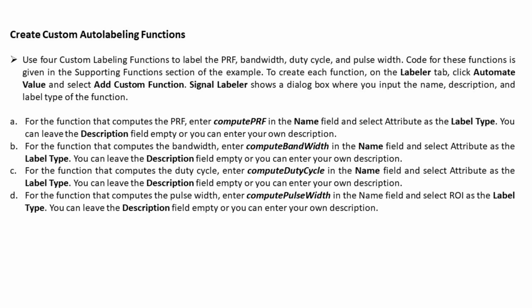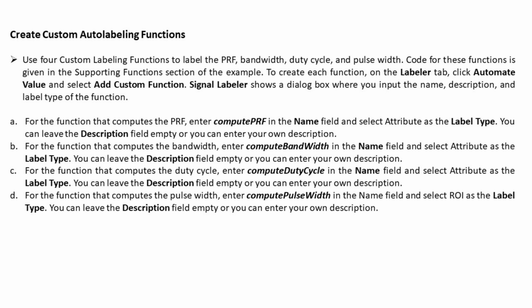For the function that computes the PRF, enter Compute PRF in the name field and select Attribute as the label type. You can leave the description field empty or you can enter your own description. For the function that computes the bandwidth, enter Compute Bandwidth in the name field and select Attribute as the label type. You can leave the description field empty or you can enter your own description.